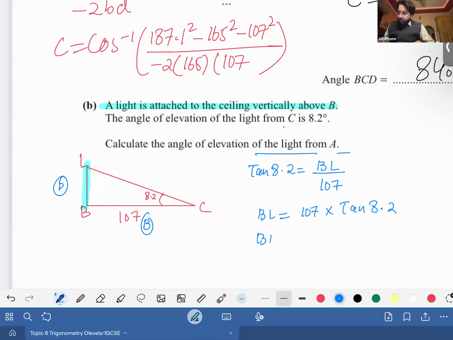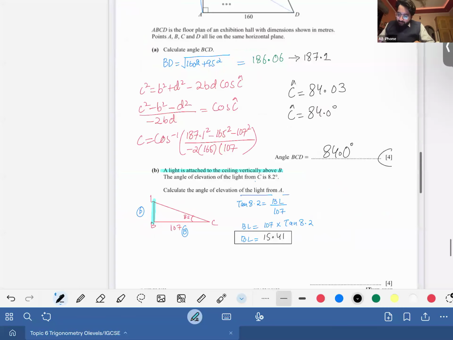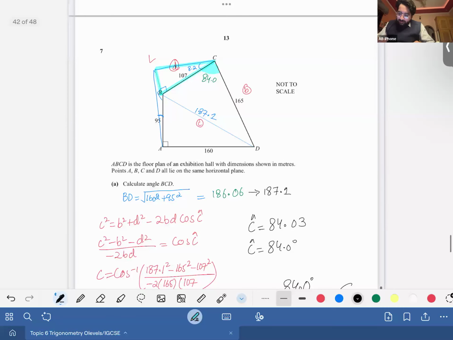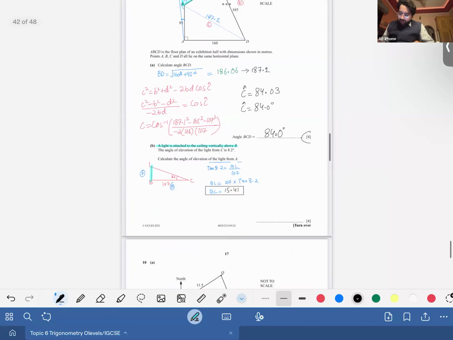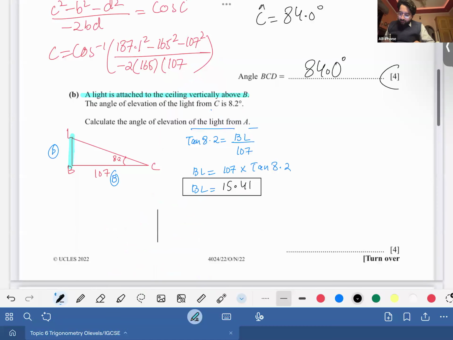What is the height of the light at which it is kept? 107 times tangent 8.2. 15.41. 15.41 is the answer for the height at which the light is kept. So now that's the BL and A now. So we got the idea here that BL is now 15.41. Agree? And that is point A.